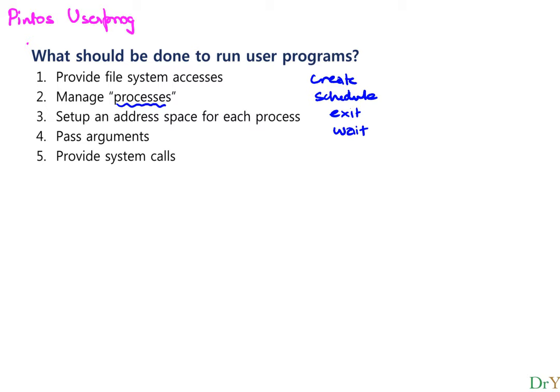In order to create a process or launch a process, we need to first load it into memory and set up its address space. So setup of its address space is needed. When we actually launch the process, create, schedule involves launching the process. So when we launch the process, we need to pass arguments to it. So let's take a look at what Pintos's take on a process is, so that we can actually implement all the aspects of a process.